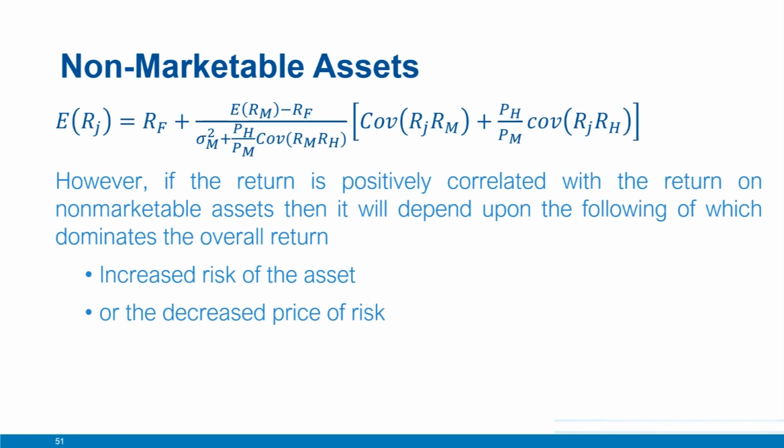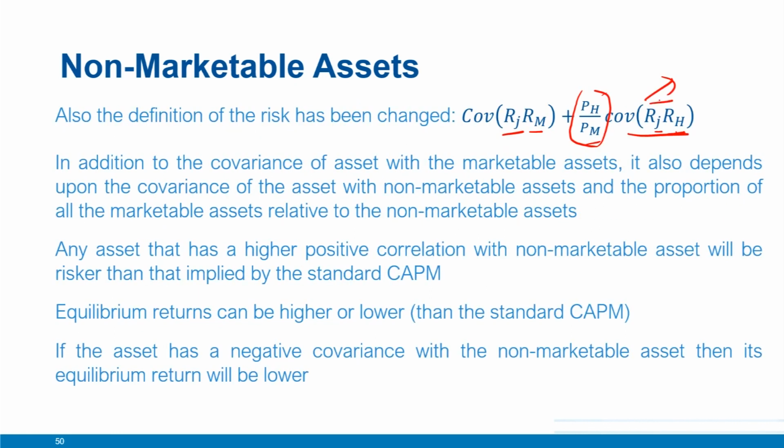If this correlation is negative, then given that the risk-return trade-off was lower and this number is negative, the overall term would be lower, and the equilibrium expected returns on the asset as predicted by this new CAPM would be lower than the standard CAPM. However, if this covariance is positive, then we cannot say that with surety. Then it will depend on whether the increase in risk or the decrease in price of risk is dominating.